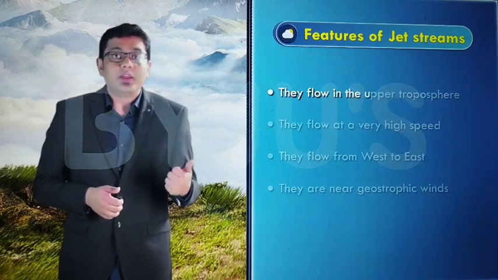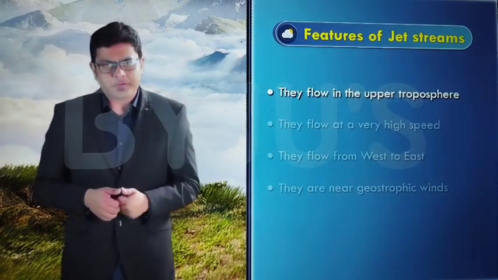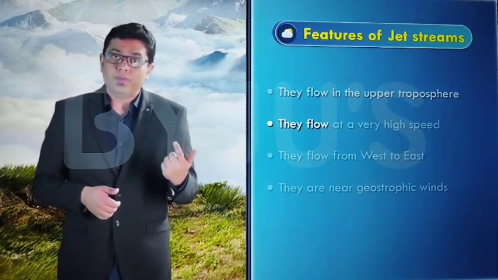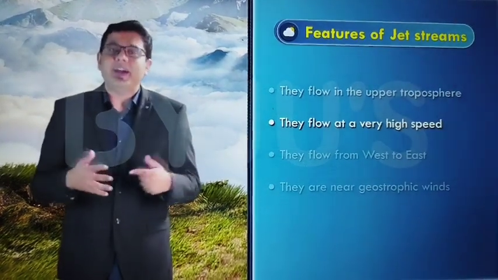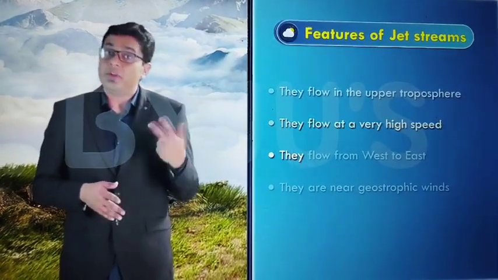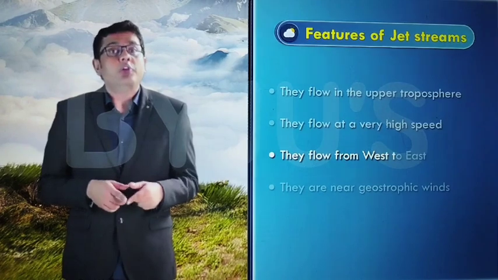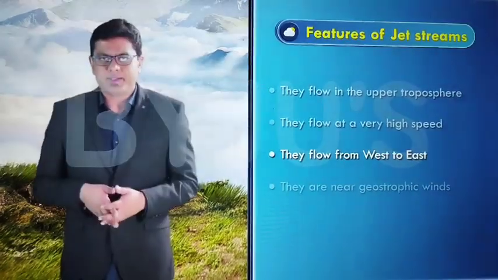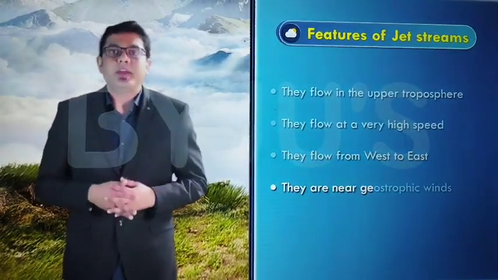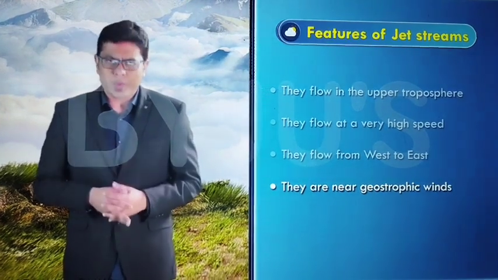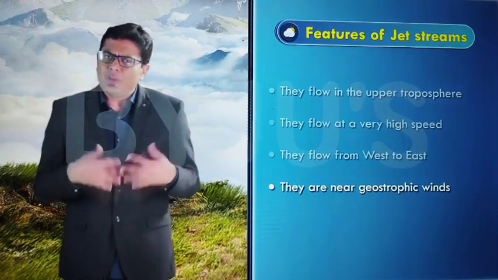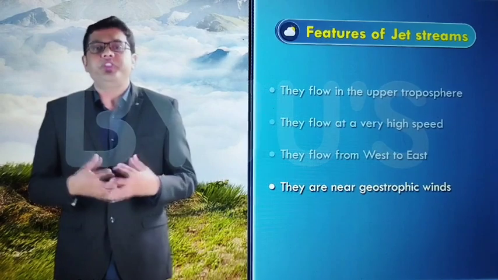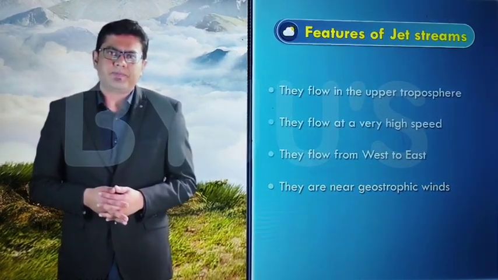Number one, they flow in the upper troposphere. Number two, they flow at a very high speed. Number three, they flow from west to east. And number four, they are near geostrophic winds. Now let's explore some more features of these winds.